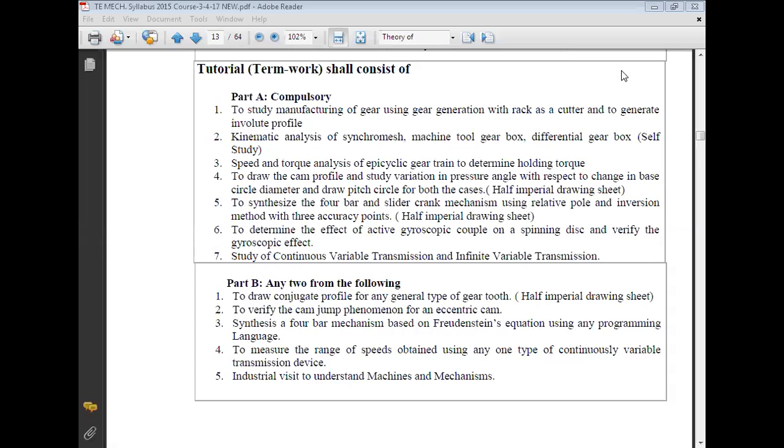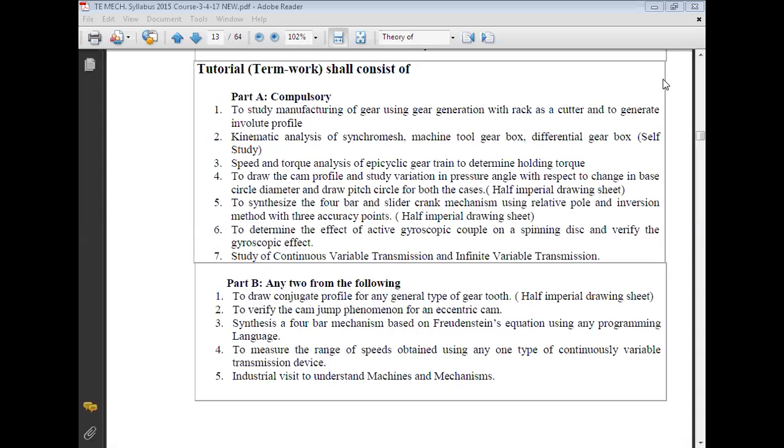Good morning, students. In our previous lecture, we have seen the syllabus content of the theory of machine subject. Today, we shall study what are the contents of the term work for this particular subject, which is nothing but the theory of machine subject. Okay.